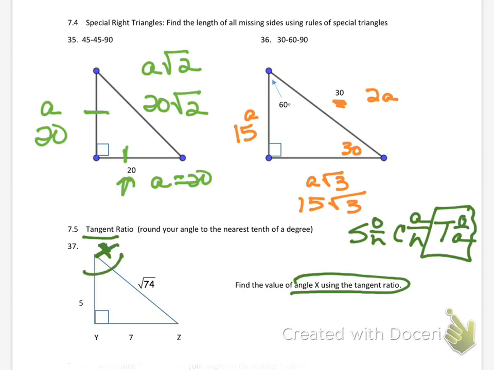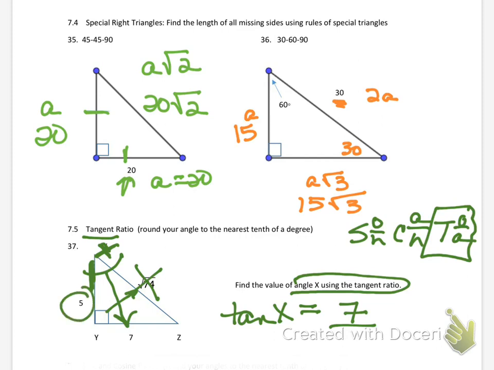This is angle X. So from angle X's perspective, the tan of angle X equals opposite. Opposite is straight across. That's 7. Adjacent is touching but cannot be equal to the hypotenuse. So this is not adjacent, that's the hypotenuse because it's across from the right angle. So the adjacent side is 5. So that's what the tan of X equals.